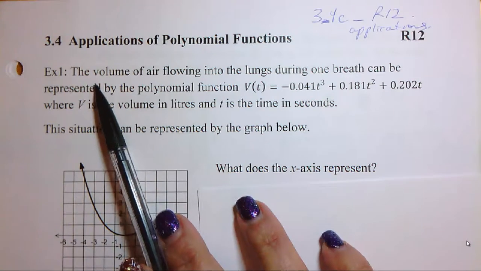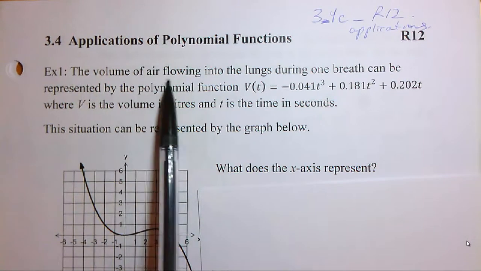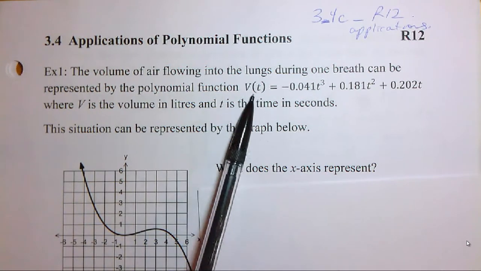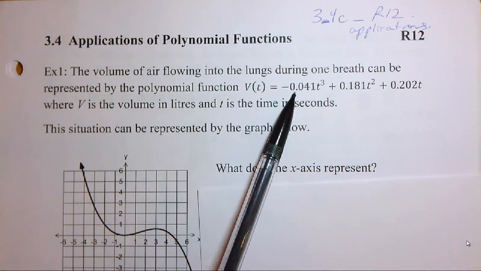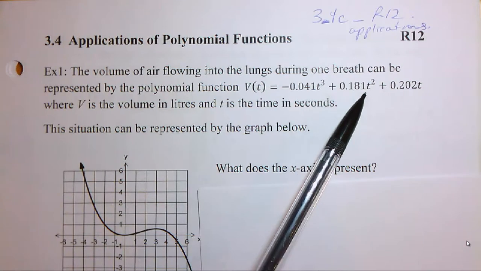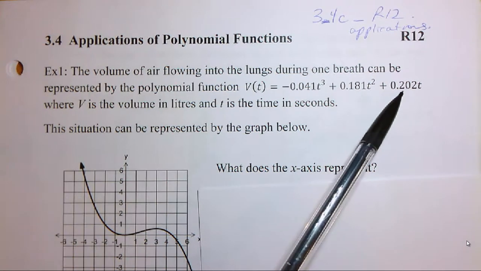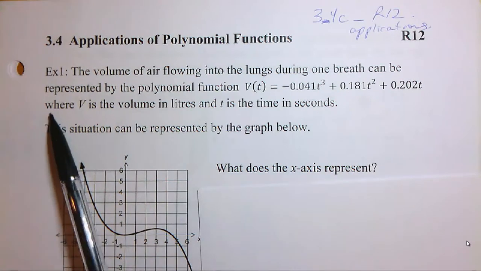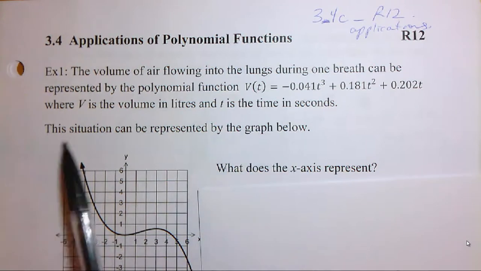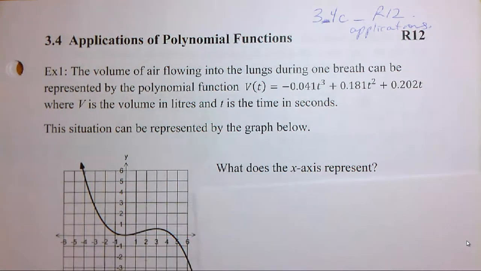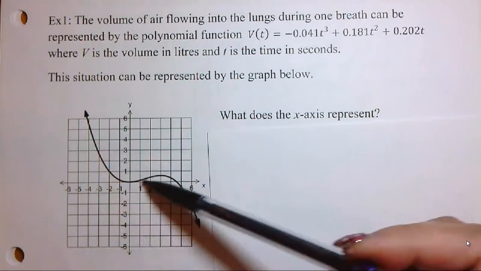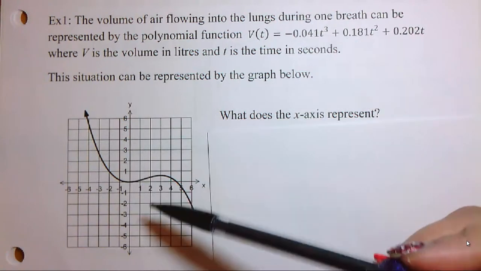Okay, so this first example says the volume of air flowing into lungs during one breath can be represented by the polynomial function v of t equals negative 0.041 t cubed plus 0.181 t squared plus 0.202 t, where v is the volume in liters and t is the time in seconds. So the situation is represented by this graph below here. You can see that we have a graph, and this is the polynomial that is listed up here. That's the graph of it.